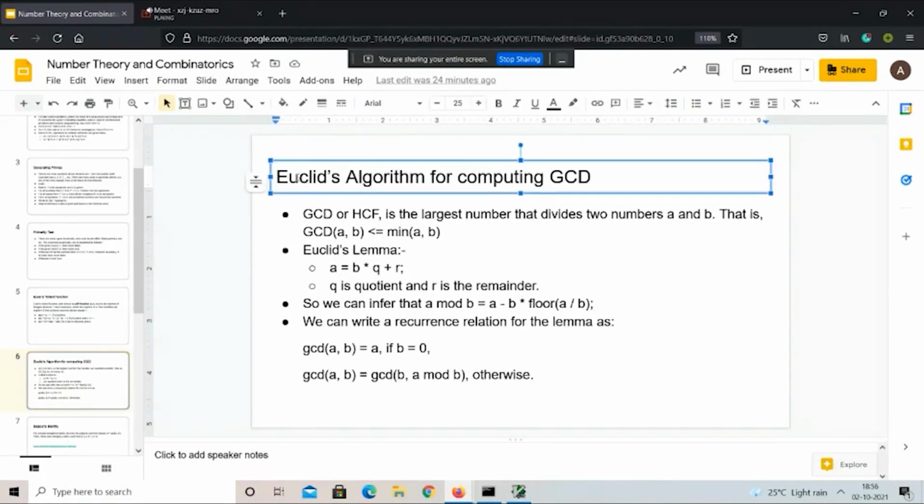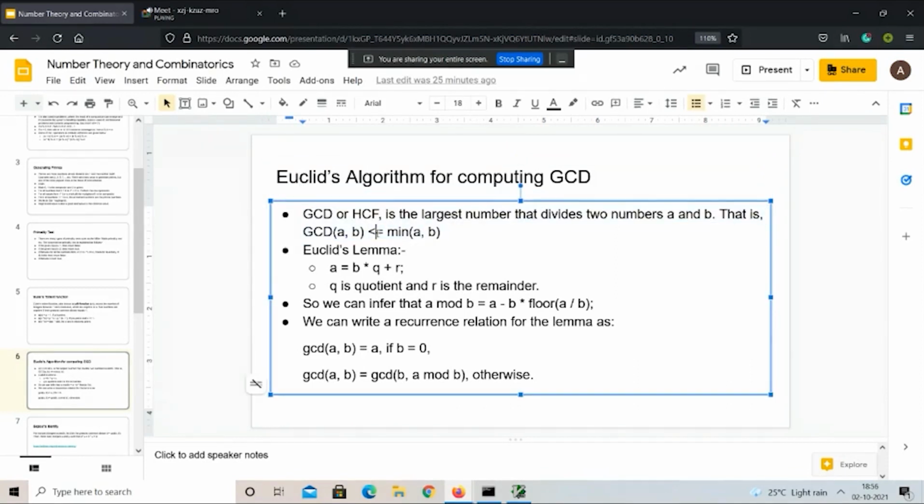Next, Euclid's algorithm for computing GCD, one of the most important things in number theory. GCD or HCF is the largest number that divides two numbers A and B. Logic: GCD of A and B is less than or equal to the minimum of A and B. Euclid's lemma. I am sure everyone might have learned this. Even if you don't remember, you need to recollect this.